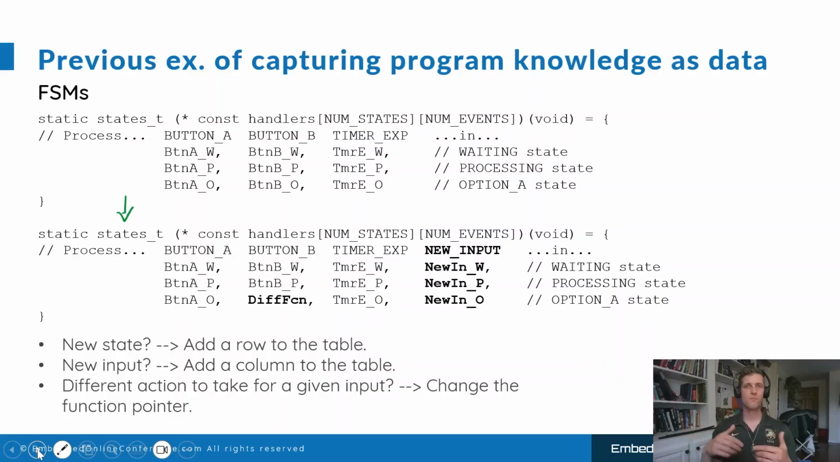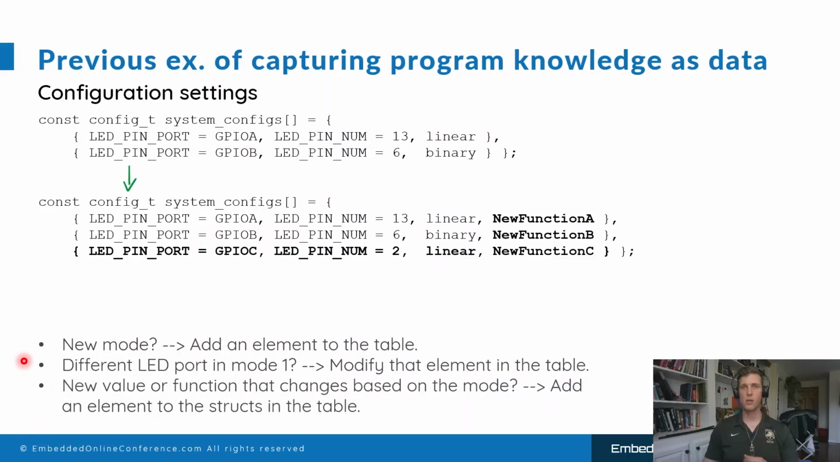And what that means is that changing my finite state machine can be as simple as modifying my table. Adding a new input can be as simple as adding a little column in my table. If I want to change how a specific event is handled in a specific state, I can just change the function pointer at that element. And it makes modifying my program really simple. When we were looking at configuration settings, adding functions or data or adding a new configuration setting for my system was as easy as editing or modifying my table.